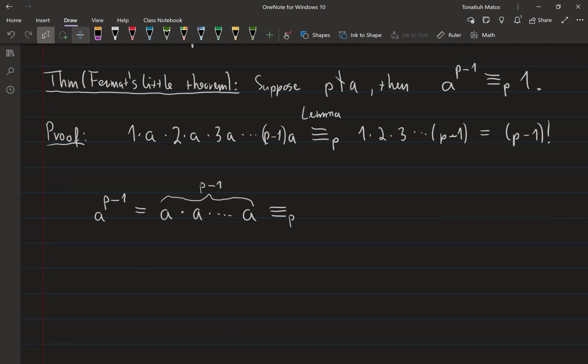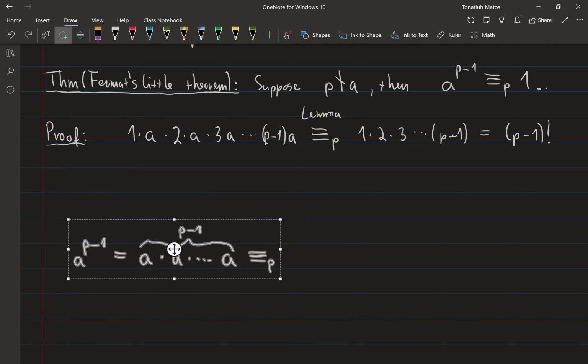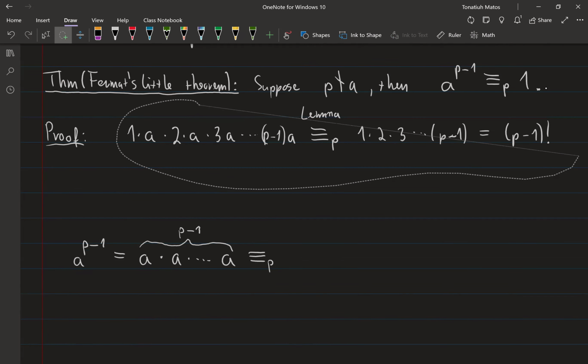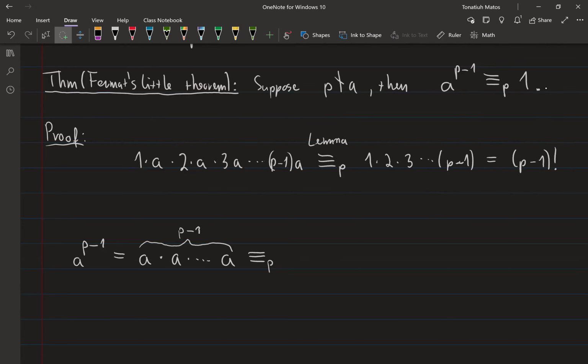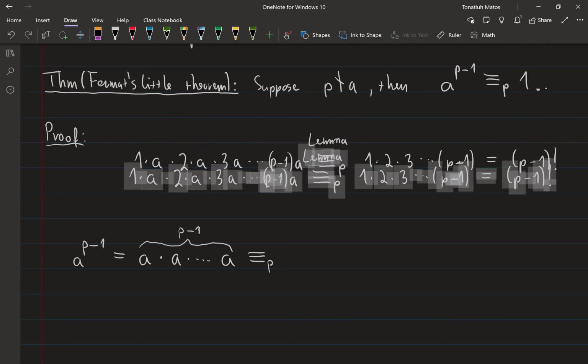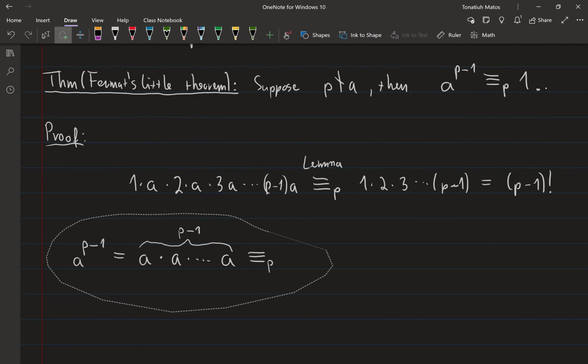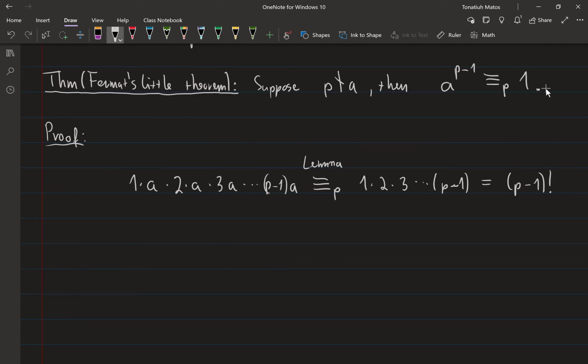But on the other hand, I can simply move the p minus 1 factorial to the other side. Hopefully this is clear. So this is the same as p minus 1 factorial times a to the p minus 1. Those are equal, not just congruent, but actually equal.